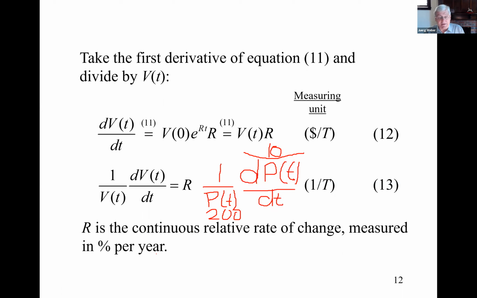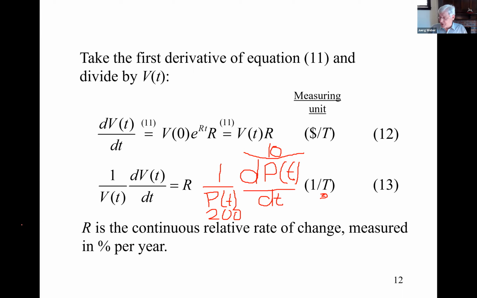So it has a time dimension. Remember, it's 5% per time period, and I use here a time period of a year. So growth rates or relative rates of change, we can express like this.